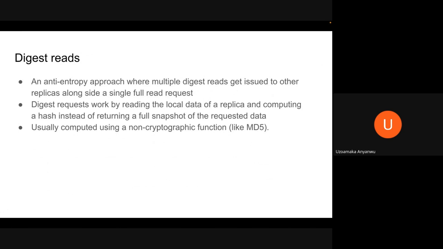But if that's not the case, because the coordinator node has no way of knowing which replicas are ahead or behind, the coordinator node then issues a full read to the replicas that have no match, basically bringing them up to speed. Digest reads are typically computed using a non-cryptographic hash function like MD5. Next slide, please.